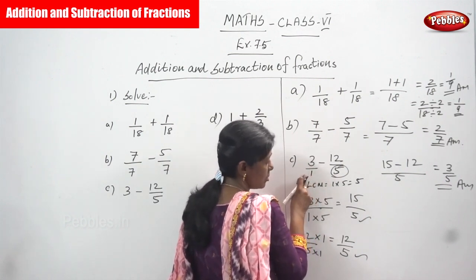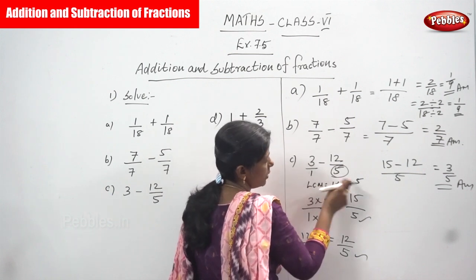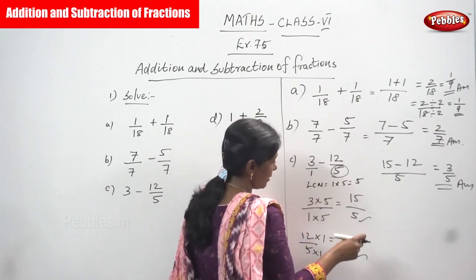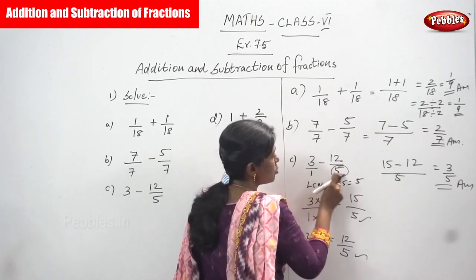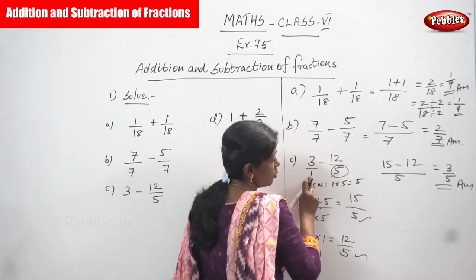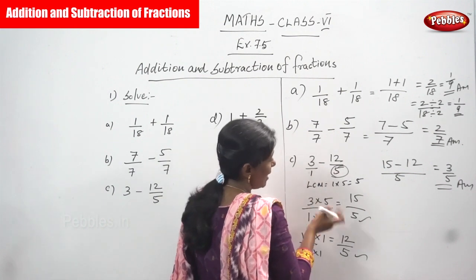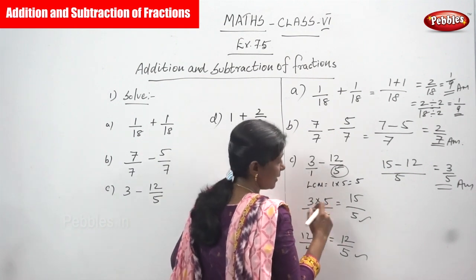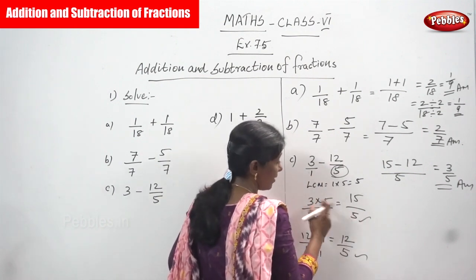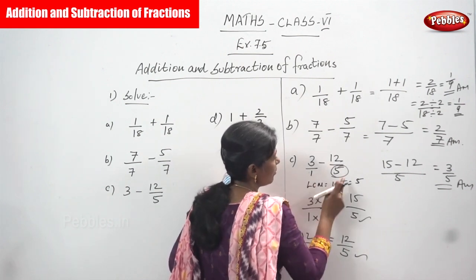So 1 is an assumed number. After that you have to take the LCM. So 1 into 5, you can get 5. So you have to make these two LCMs the same, since the LCMs are different. So you have to make these two numbers have a common LCM. Sorry, not common factor, common LCM. So 1 into 5 is equal to 5.